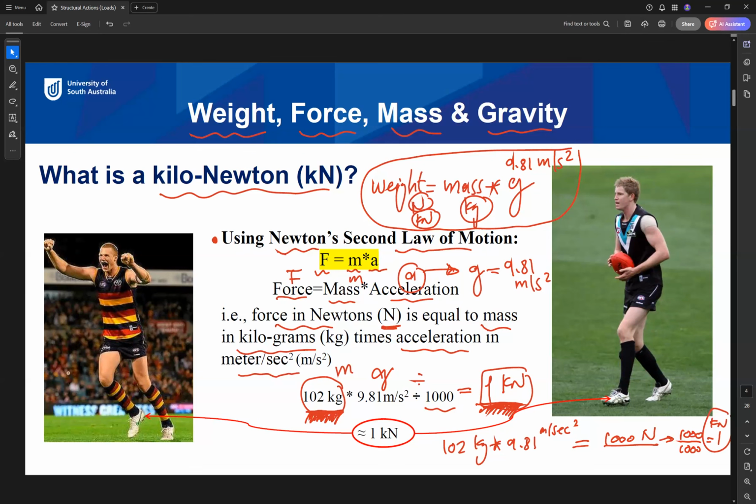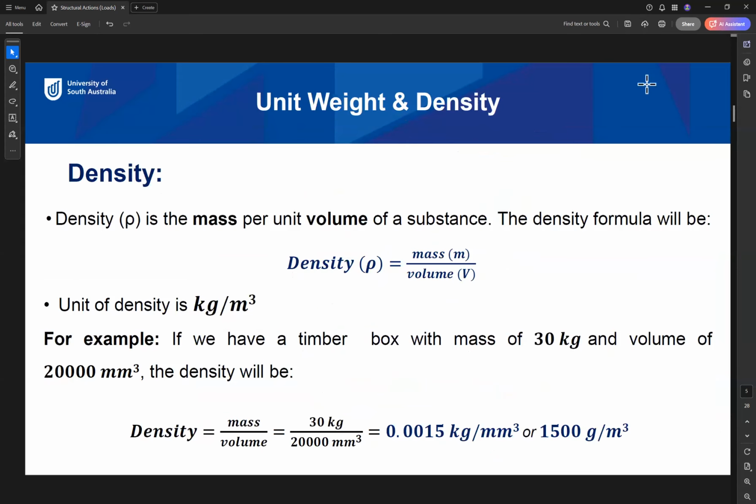Okay. This example is an example of the weight of one of the players, which is around 102 kilograms. Another term we have discussed last week as well is the unit weight and density. And what is the difference between the unit weight and density?